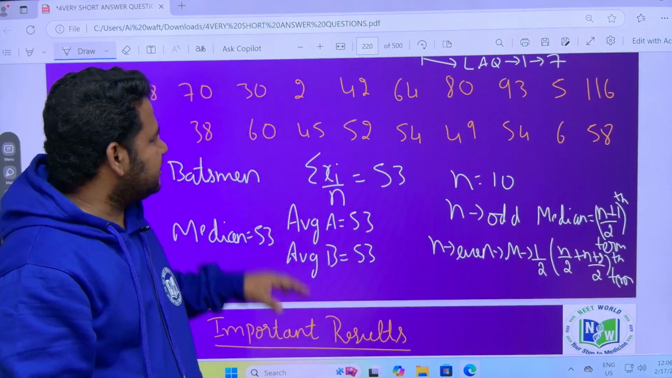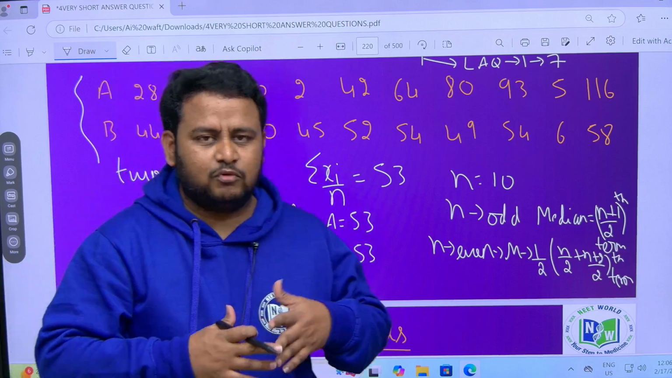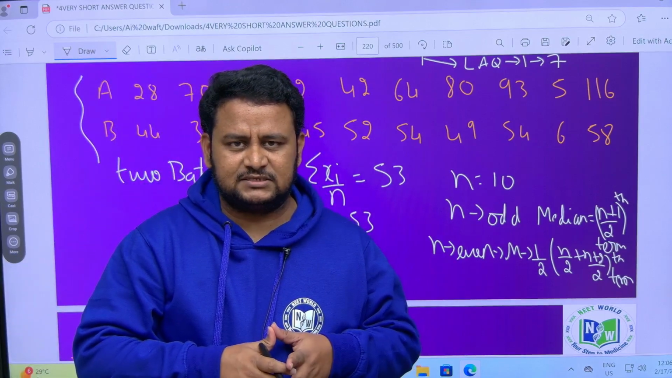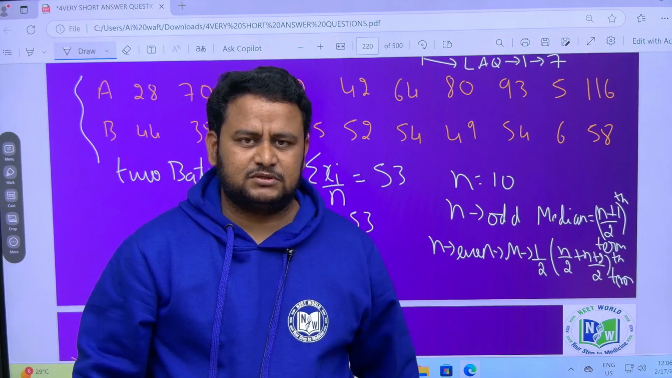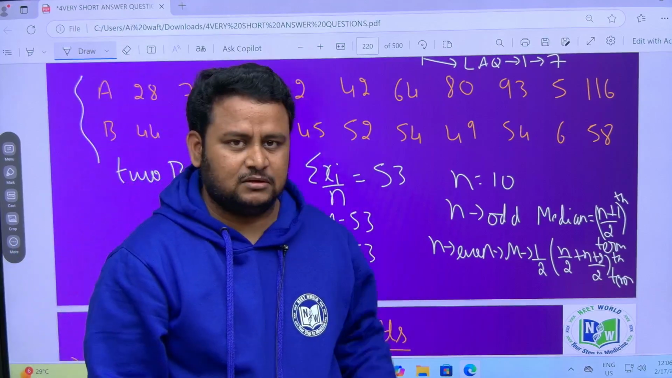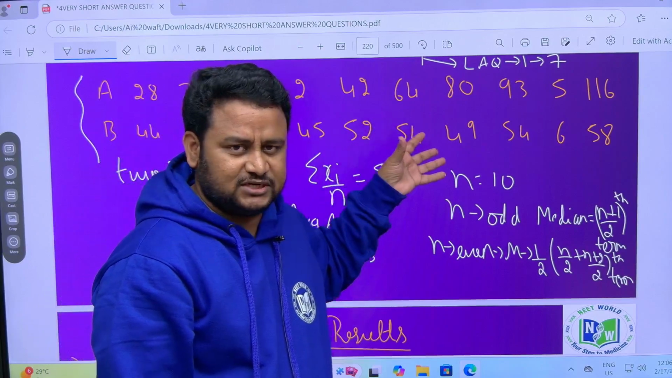By looking at this, what will we think? We will think that the performance of both players, A and B, is the same, since the average is the same and the median is the same. Suppose these two players are to be selected, and the selectors have not watched how they batted. By looking at the score sheet, they want to select.